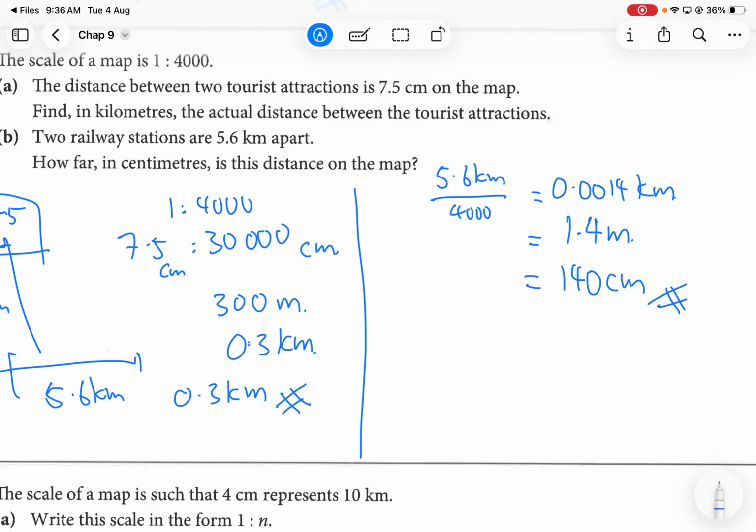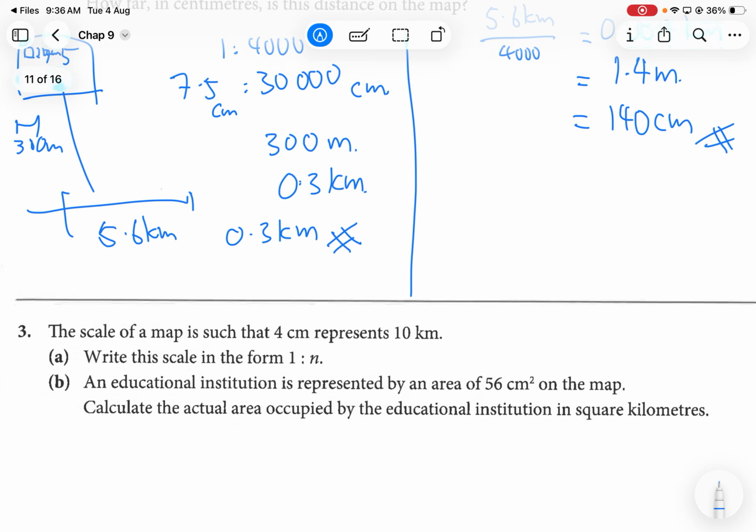Ratio is not the only way to write a map scale. Actually, I can also write it in this first line. This box is also the map scale. You can also say 4 cm represents 10 kilometer. This is also a map scale. Just that they are different forms. This one is in ratio form. This one straight away tells you 4 cm is 10 kilometer.